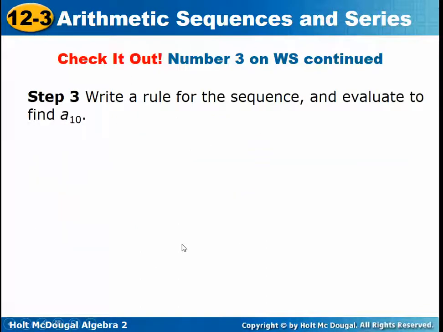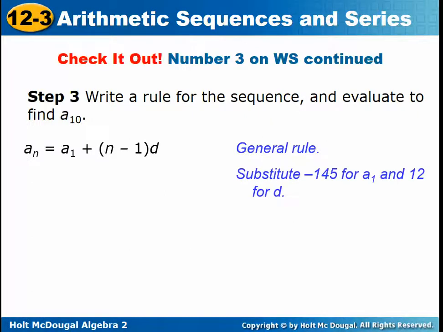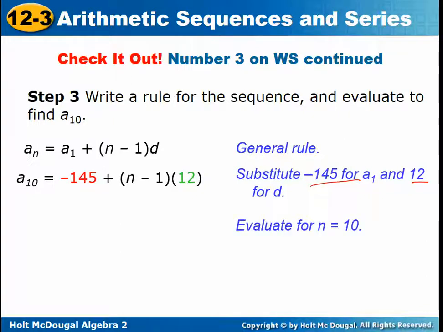Now that we know a sub 1 and we know d, we're ready to find a sub 10. So now we have everything we need. We know that a sub 1 is negative 145. We just found that. In step 1, we found that 12 was d. So we plug in all the parts that we need. And we also know that n is 10 because we're looking for the 10th term.